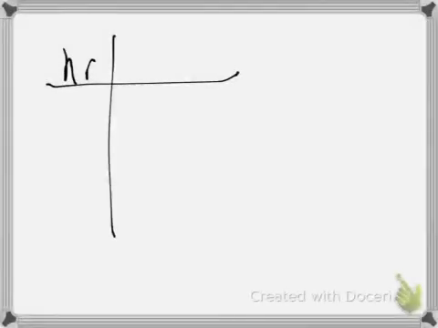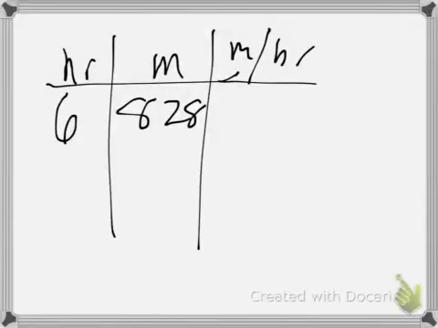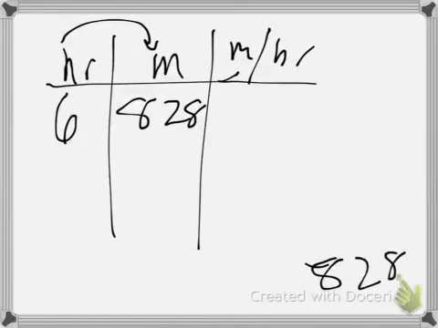it kind of looks like what we've been doing in class, where here's the rate over here, meters an hour. So in 6 hours, that's 828 meters. We want to know what we're multiplying by. So take 828 and divide by 6.